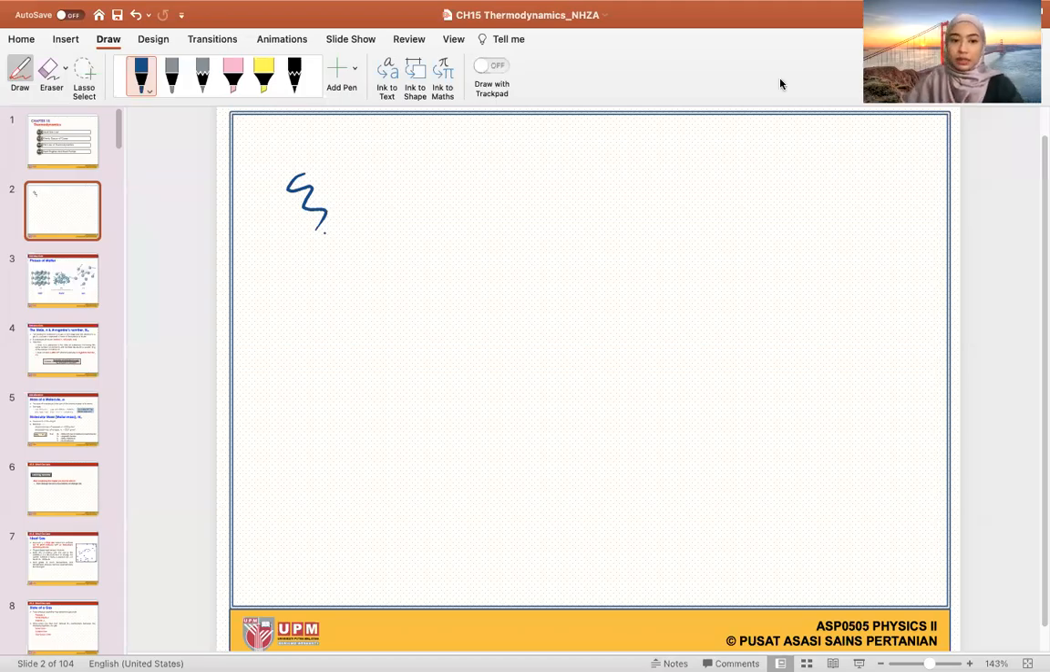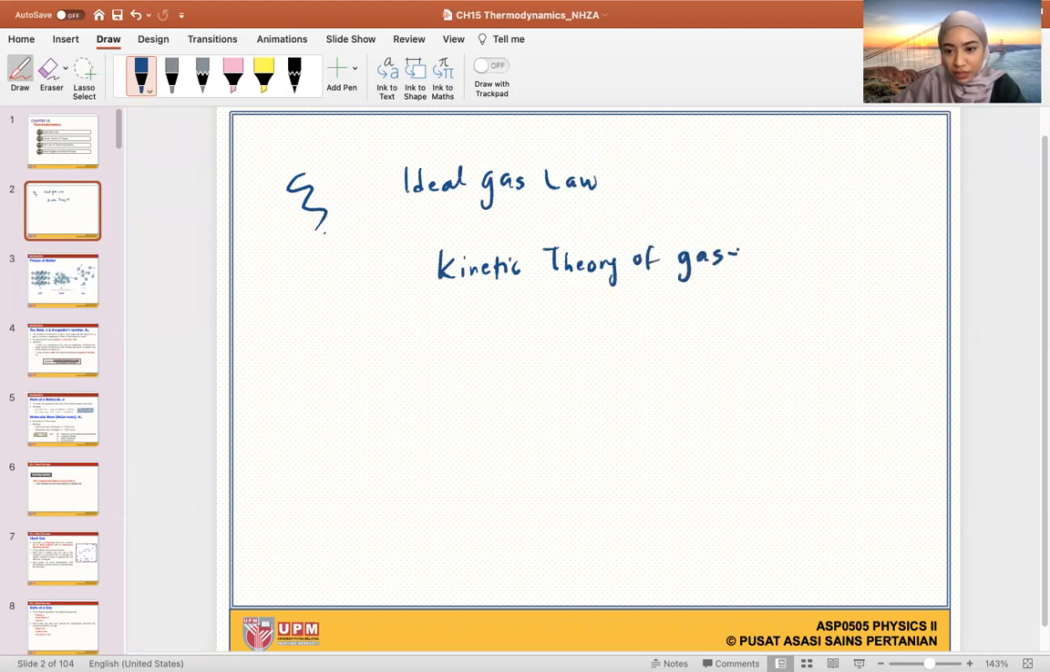Okay, so last Friday, you guys learned about the ideal gas law and also the kinetic theory of gases. Can anyone tell me what is the ideal gas law?